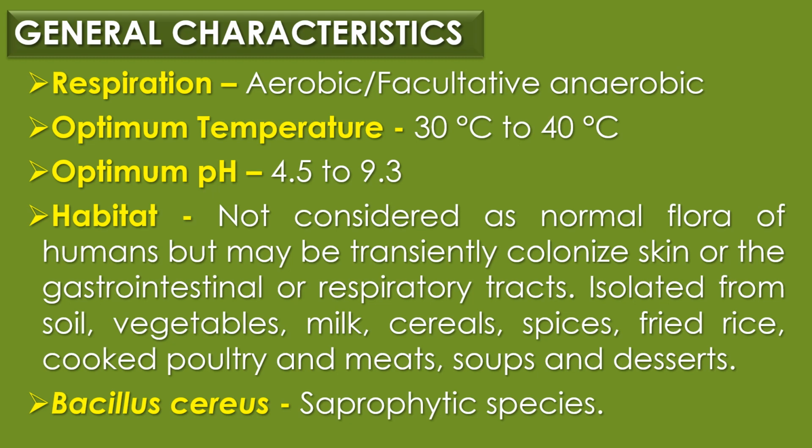Regarding the habitat, Bacillus cereus is not considered a normal flora of humans, but may transiently colonize the skin or the gastrointestinal or respiratory tract of human beings. Bacillus cereus is isolated from soil, vegetables, milk, cereals, spices, fried rice, cooked poultry and meats, soups and desserts. It is a saprophytic species of Bacillus, and it widely lives in dead and decaying organic matter.